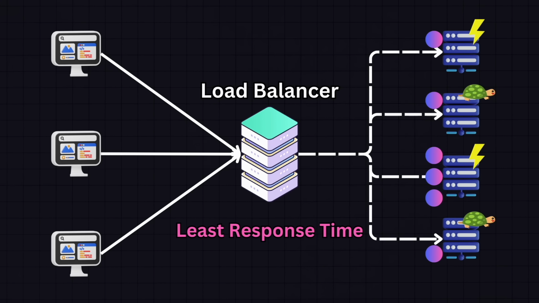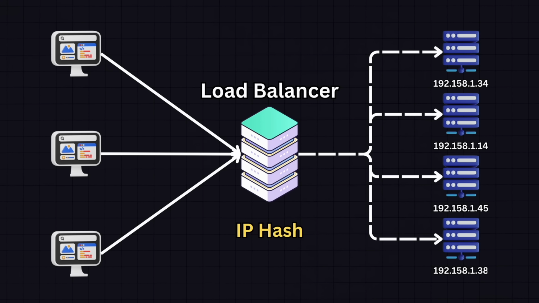Next we have the least response time algorithm, which chooses the server with the lowest response time and fewest active connections. This is effective when the goal is to provide the fastest response to requests. Next algorithm is IP hashing, which determines which server receives the request based on the hash of the client's IP address. This ensures a client consistently connects to the same server, and it's useful for session persistence in applications where it's important that the client consistently connects to the same server.